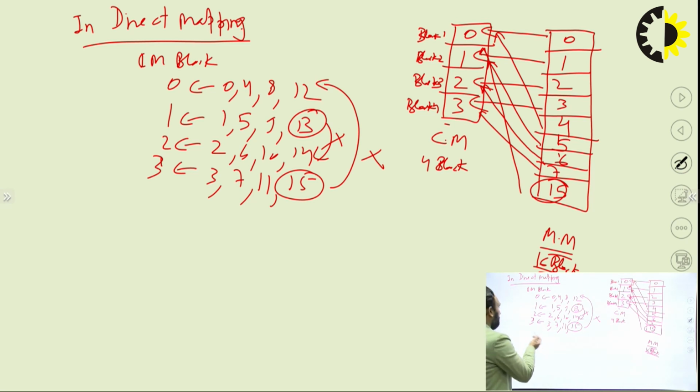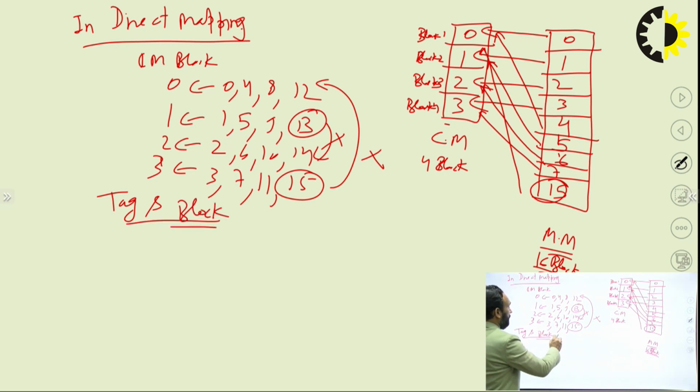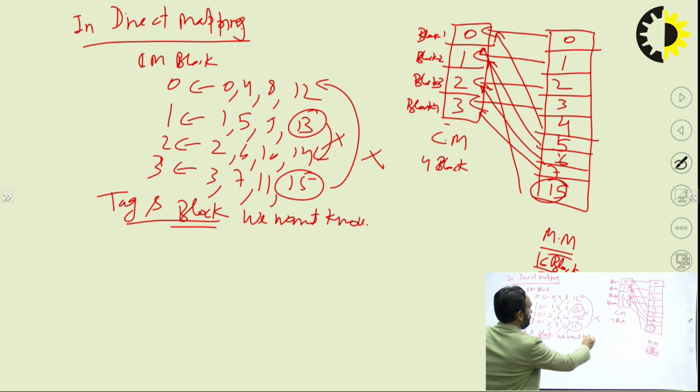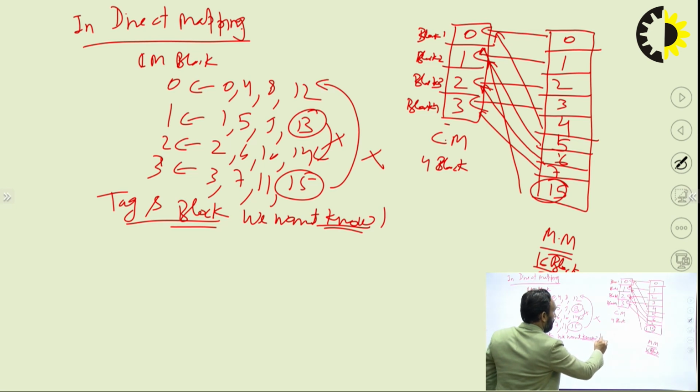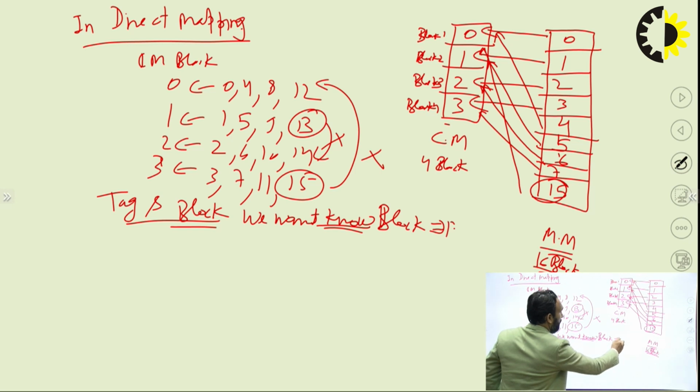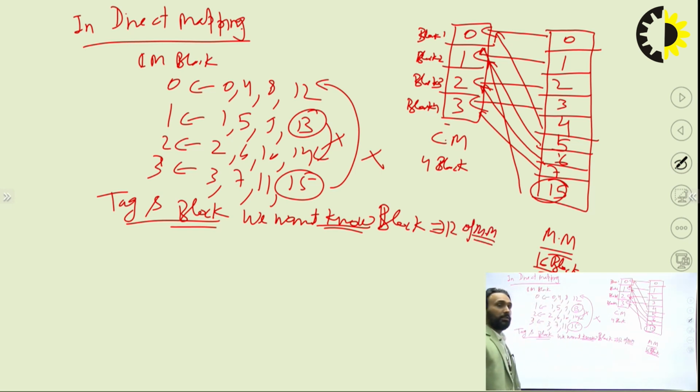So how are the tag and block calculated? For example, we want to know, tell me, block 12 of main memory will lie in which cache memory block. So it is very easy. We also know that we use a divide rule here.